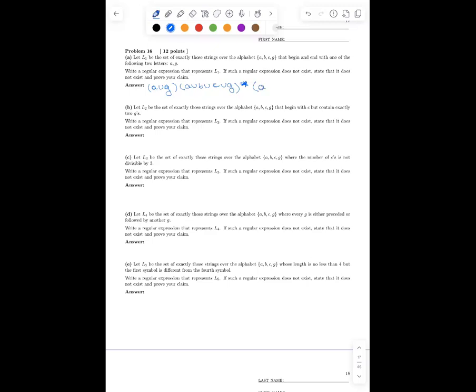It has to end as well with A or G. So if I have only A, it's still valid because it starts and ends with an A. Or if I have only G, it starts and ends only with G. So I need to write this part here. Again, it starts and ends with an A or G, and in between, I can have whatever I want.